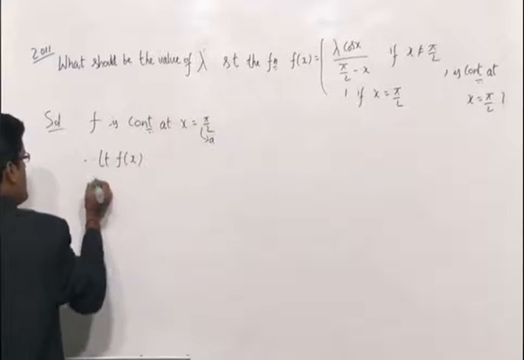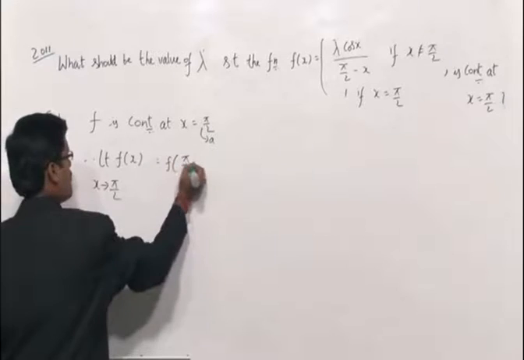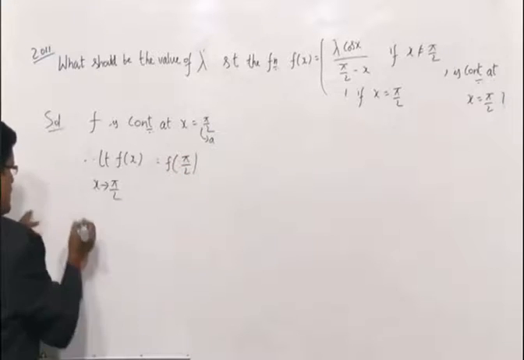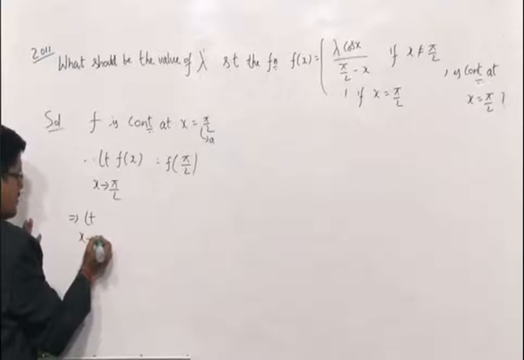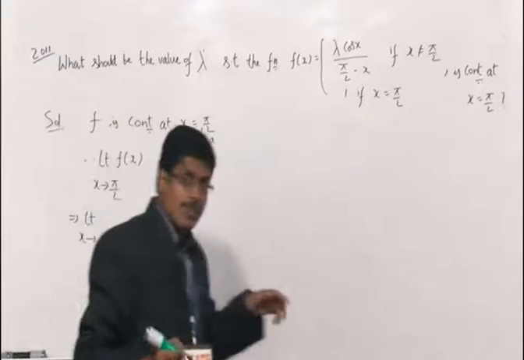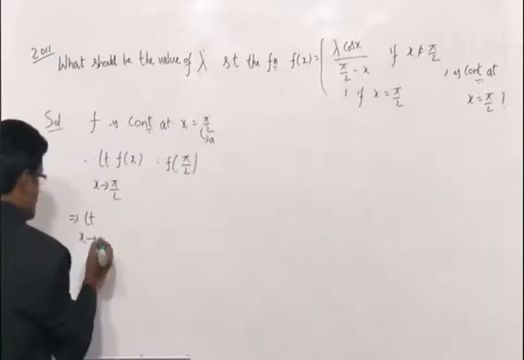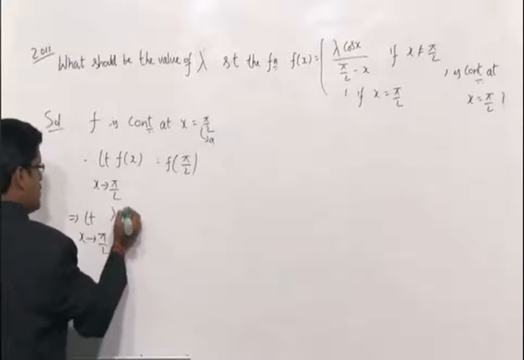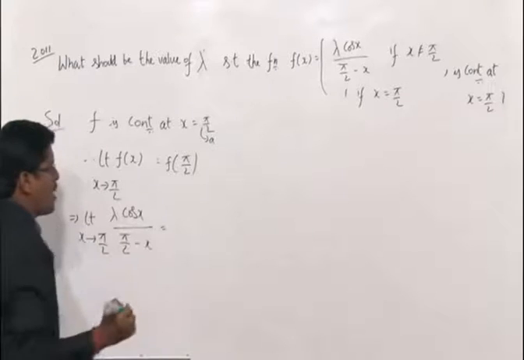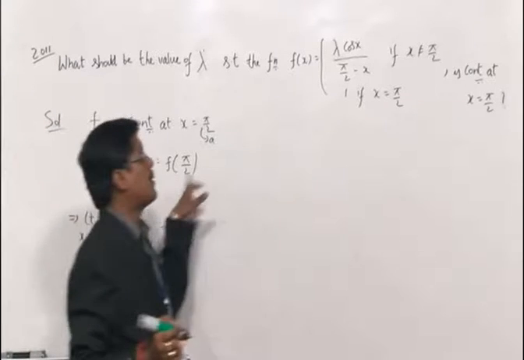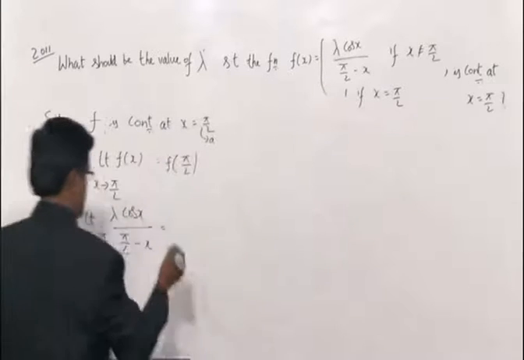Limit of f(x) as x tends to a, that is pi by 2, is equal to f of a, that is f of pi by 2. Now, x tends to pi by 2 means what I told you in the beginning, in the last class: x not equal to pi by 2, approximately equal to pi by 2. So it comes under the case x not equal to pi by 2, take this value as the function: lambda times cos x divided by (pi by 2 minus x). f of pi by 2 means the function defined at x equal to pi by 2. Check, at x equal to pi by 2 the function is defined, and the defined value is 1.